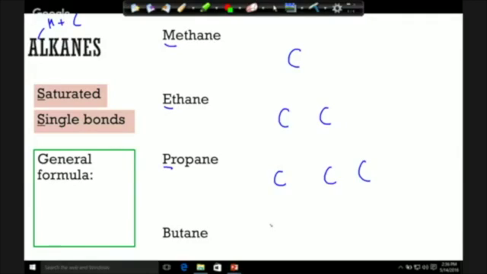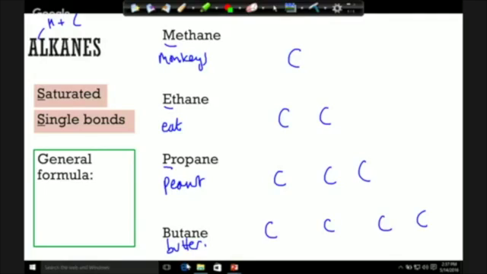And butane contains 4. And the way I like to remember that is by a little riddle, which is monkeys eat peanut butter. So if you remember monkeys eat peanut butter, you remember the MEPB bit and the idea that it goes up in order of size from 1 carbon to 4 carbons.